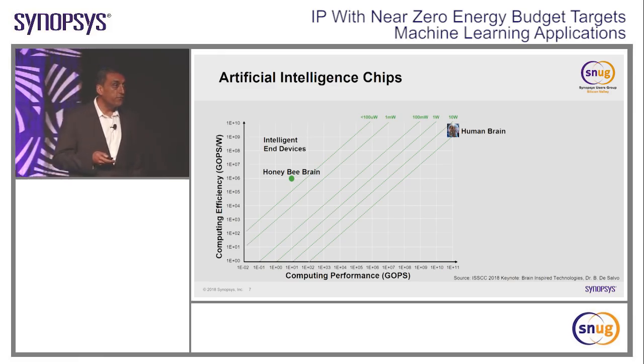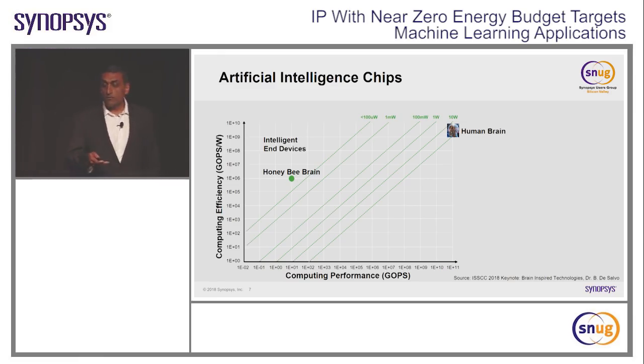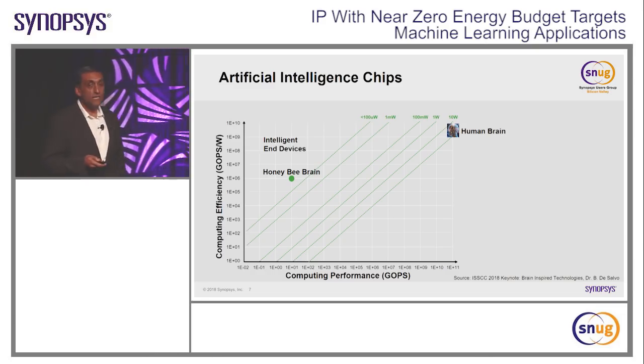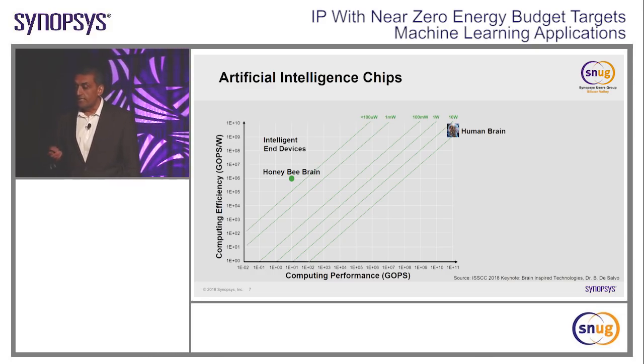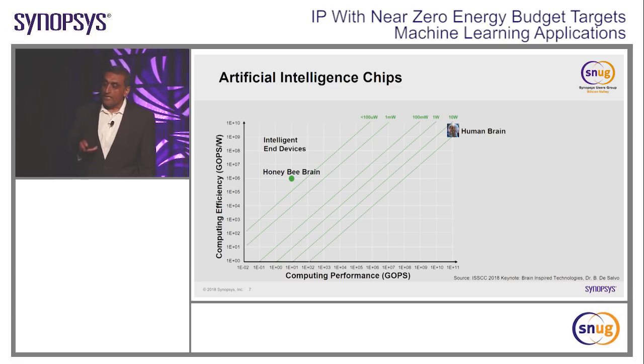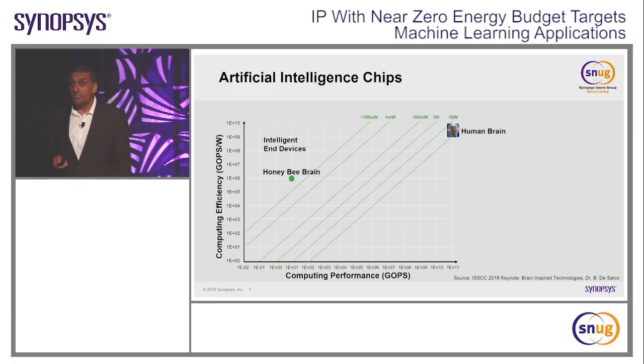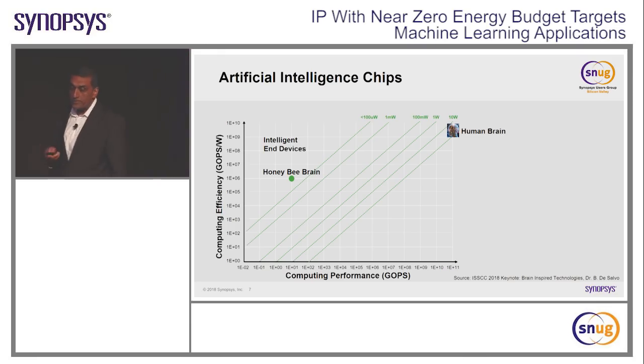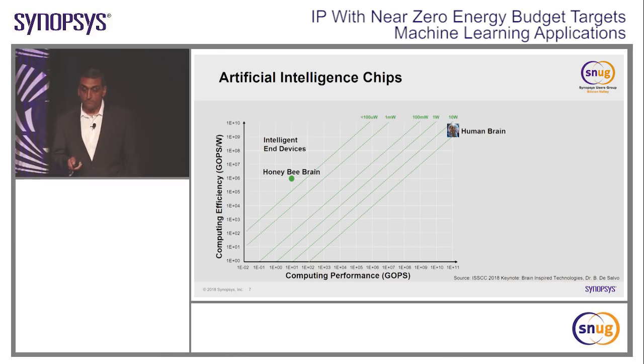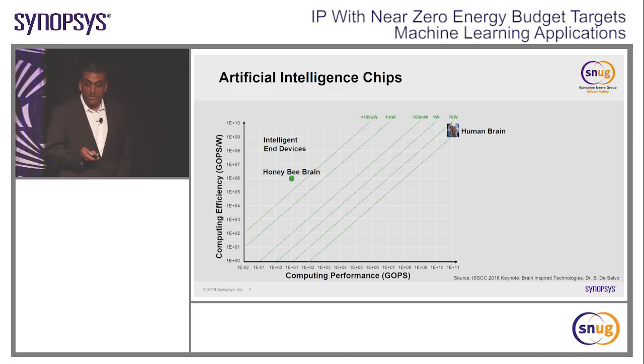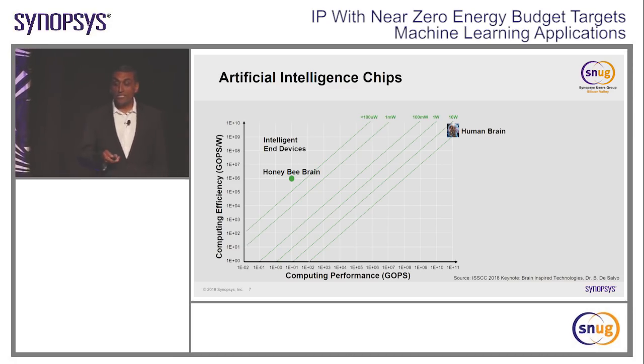And I've got a very nice reference that I got from a contact of mine, Dr. Barbara DeSalvo, who works in Grenoble, and she presented it as part of her keynote at the ISSCC conference this February. What she did is she compared computing efficiency in giga operations per second per watt against computing performance. In that comparison, she took an insect, this example is a honeybee, and mapped on the human brain.